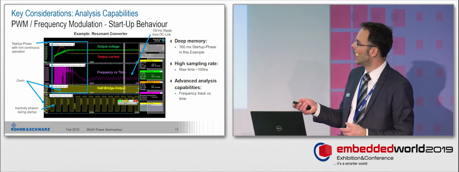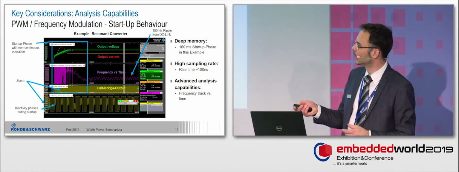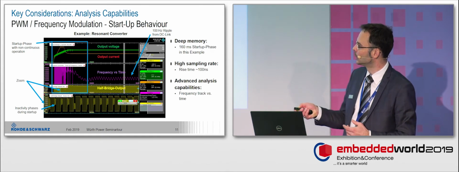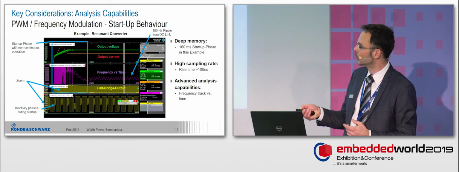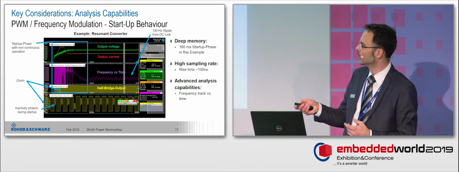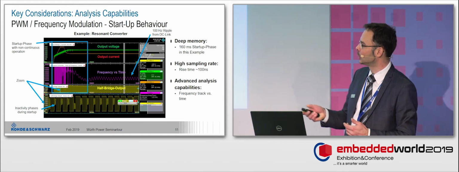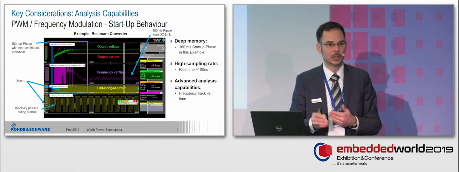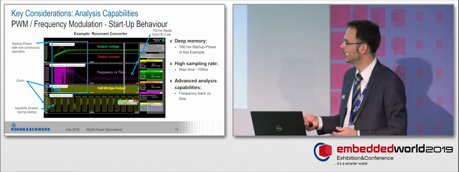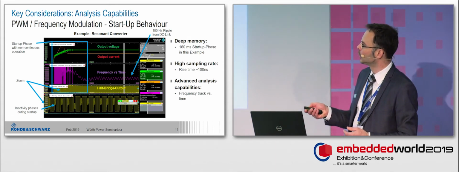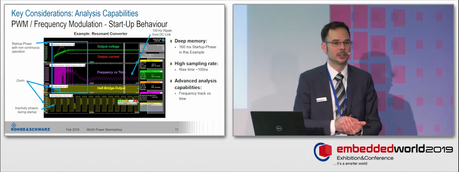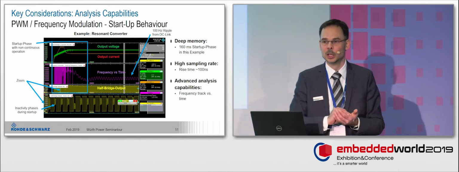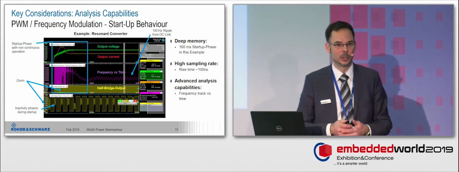In this example, I was looking at the startup behavior of a resonant converter. So I looked at the half-bridge output, and you can see here a small zoom window which zooms into a very small part of this long capture. You can see that it's switching here, and in the first phase it actually starts and stops, so it's not stable yet. And then I looked at the frequency, because the resonant converter, of course, is frequency modulated, so the frequency determines what amount of energy is transferred.